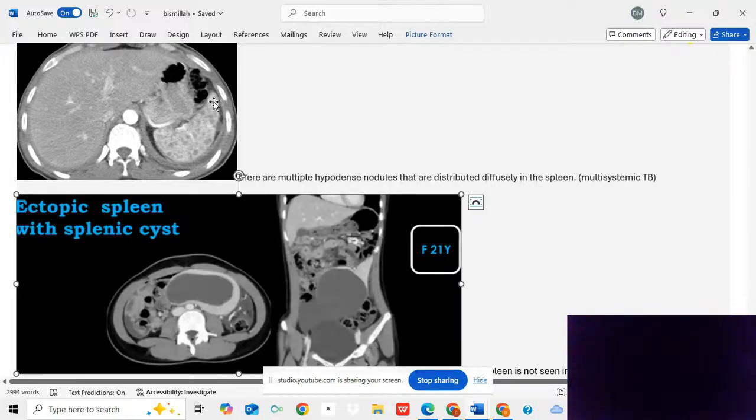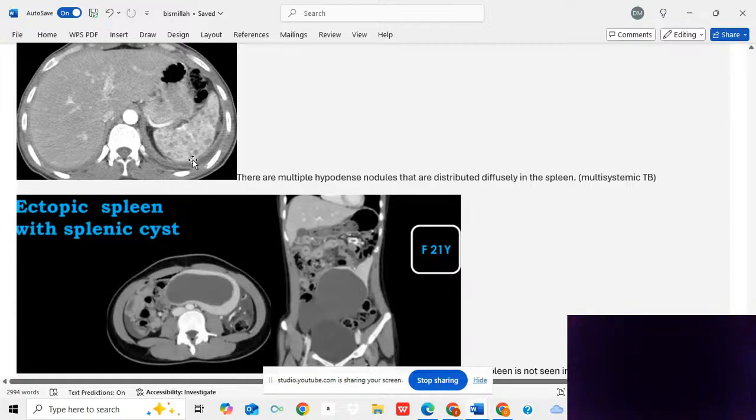Okay, so I've checked the spleen here. I found multiple hypodense nodules in the spleen, distributed diffusely through the spleen. So what is the reason of this lesion?